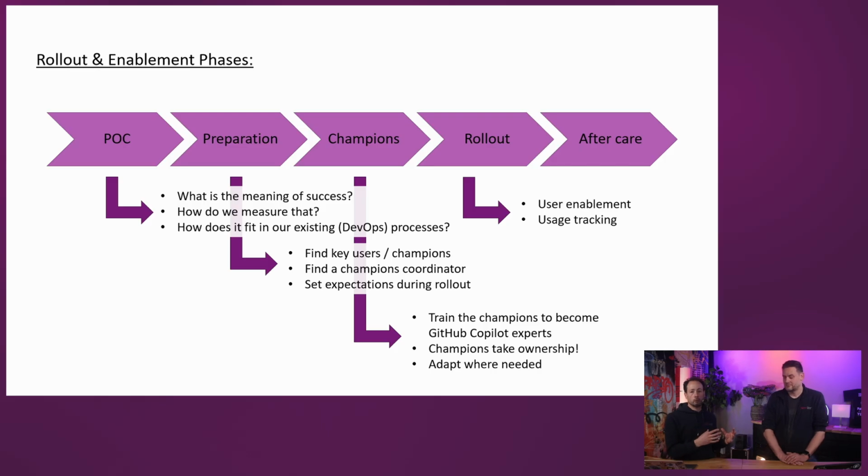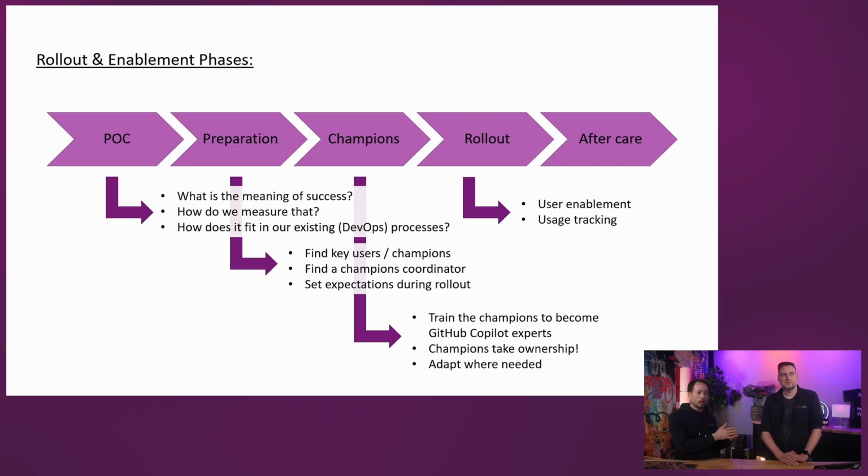And then the rollout starts. That means users need to be enabled. They need to get a license. They need to know how to get training. They need to be informed. So usually we set up a wiki, we set up a Teams channel or a Slack channel or whatever tool the customer has available. We do usage tracking.